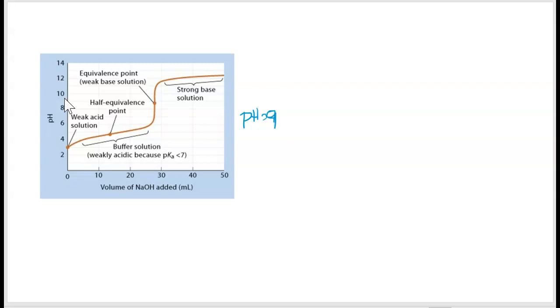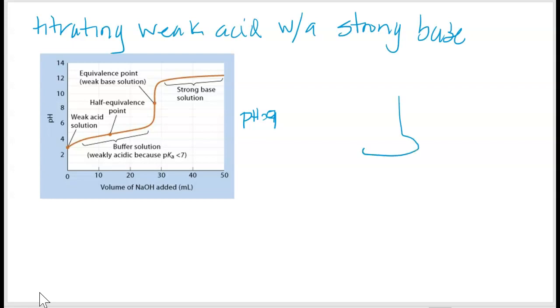That tells me, and we know that we're starting out with a weak acid, that we are titrating a weak acid with a strong base. So in our Erlenmeyer, we have a weak acid, and our burette is filled with a strong base, in this case sodium hydroxide.